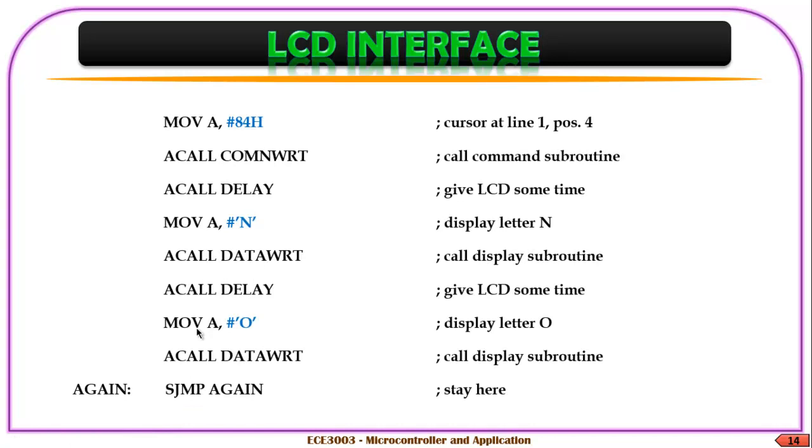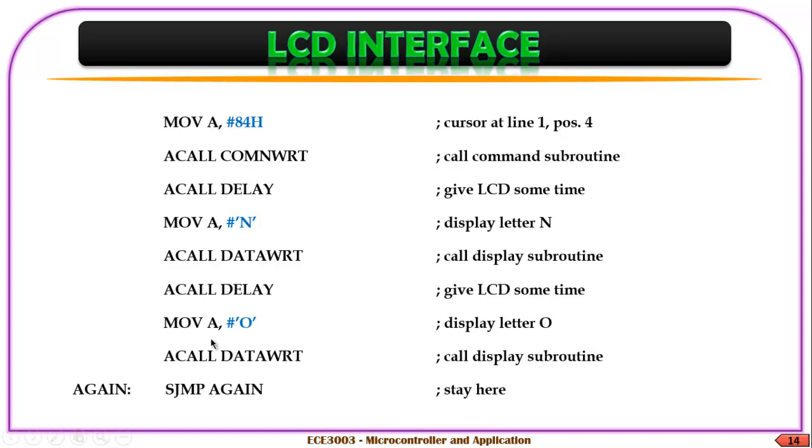So once it returns, it will come back to the acall delay. So it will call the acall delay subroutine, it executes, waits for some time, after which it goes for passing the next value. So after executing these three instructions, you're able to visualize on the LCD that N has been printed on the fourth position of your LCD screen.